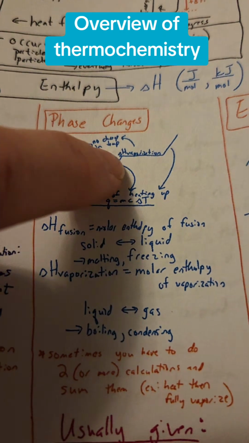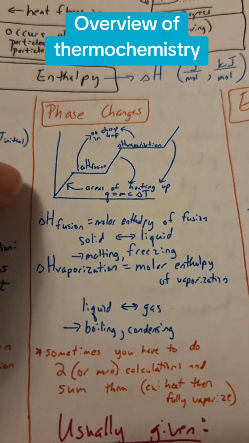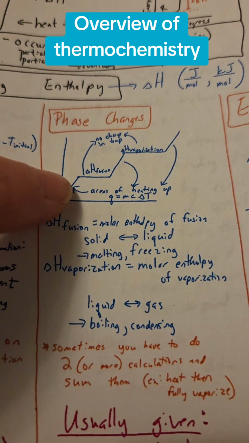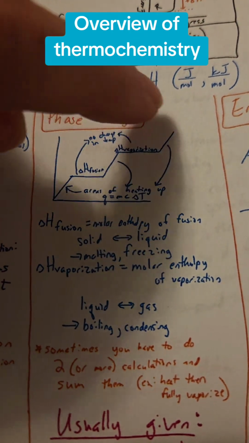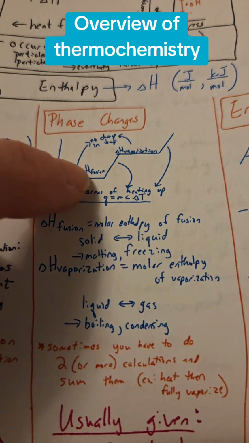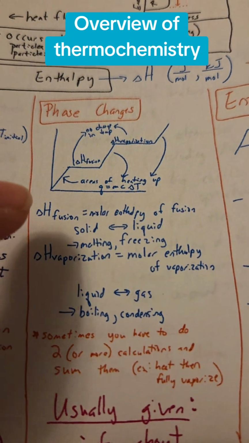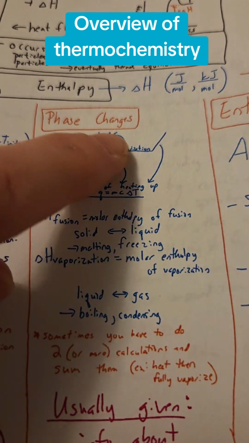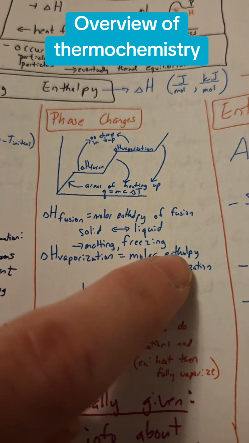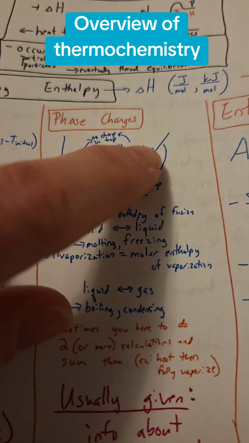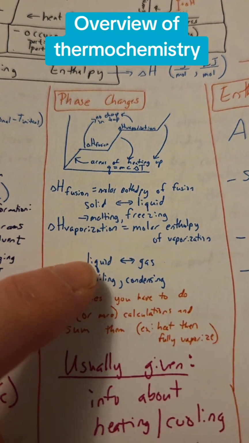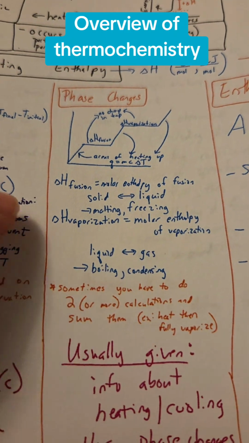Anywhere you're on your vertical part of the heating curve, you're just heating a substance. Here it would be a solid, and you're heating it up. Here's a liquid, you're heating it up. Here's a gas, you're heating it up. On the flat part, you're actually doing the phase changes. So this flat part is vaporization, from molar enthalpy of vaporization. So that is going between liquid and gas, for example, boiling and condensing.